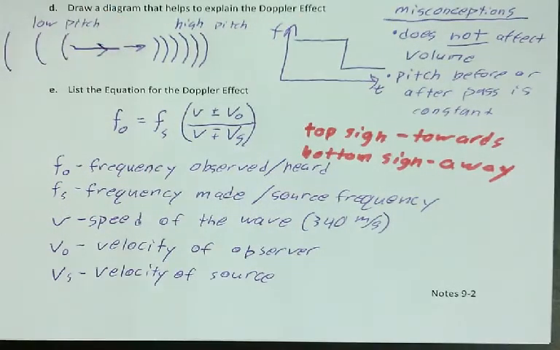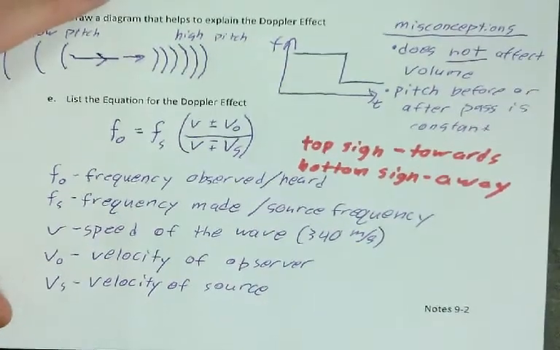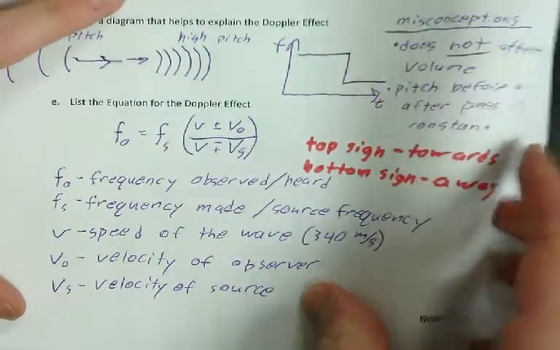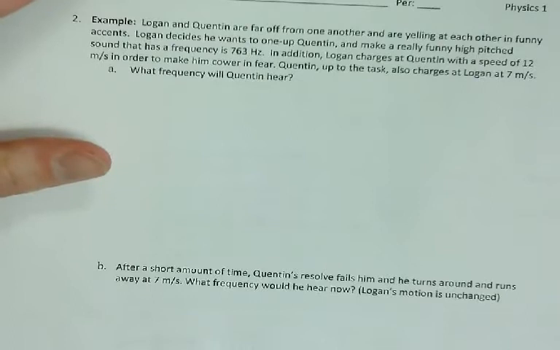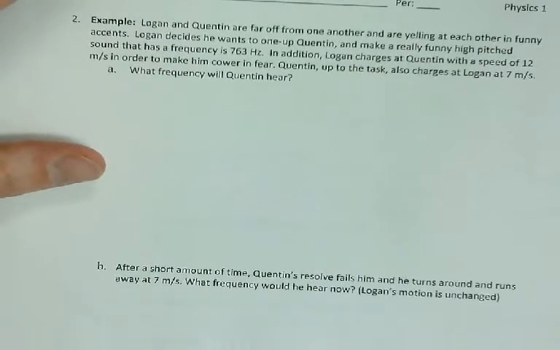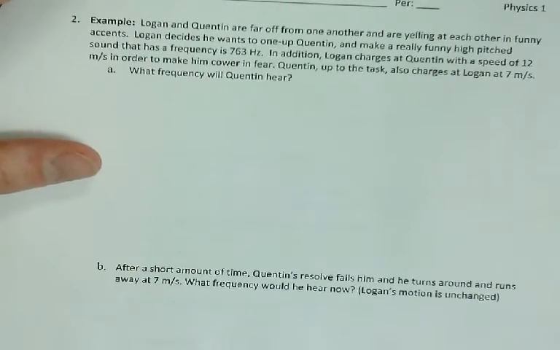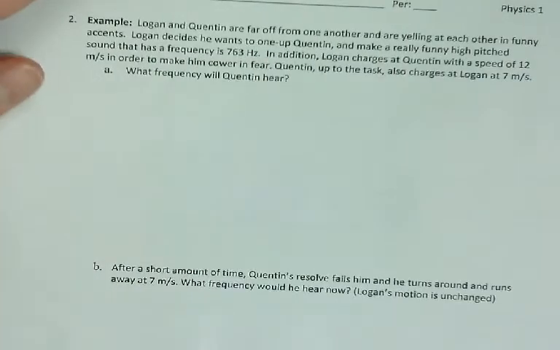All right, we need to see this in action because it doesn't make sense until you've seen one solved out. So let's solve them out. Flip to the backside. All right, Logan and Quentin are far off from one another and are yelling in funny accents. Logan decides to one-up Quentin and make a really funny high-pitched sound, so he makes a frequency of 763. In addition, Logan charges at Quentin with a speed of 12 meters per second in order to make him cower in fear. Quentin, up to the task, also charges at Logan at 7 meters per second. What frequency will Quentin hear? And then we'll talk about B after that.